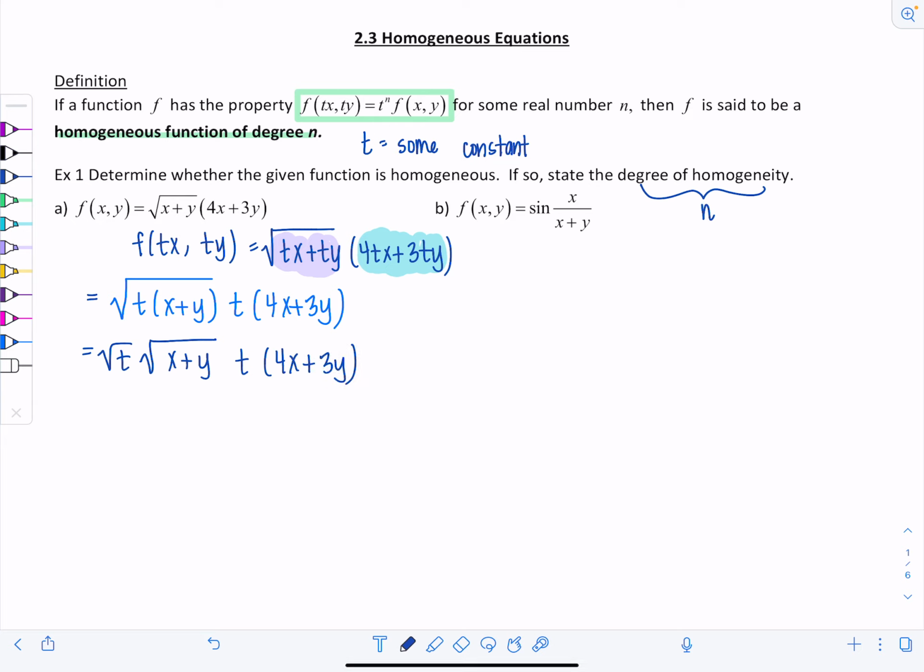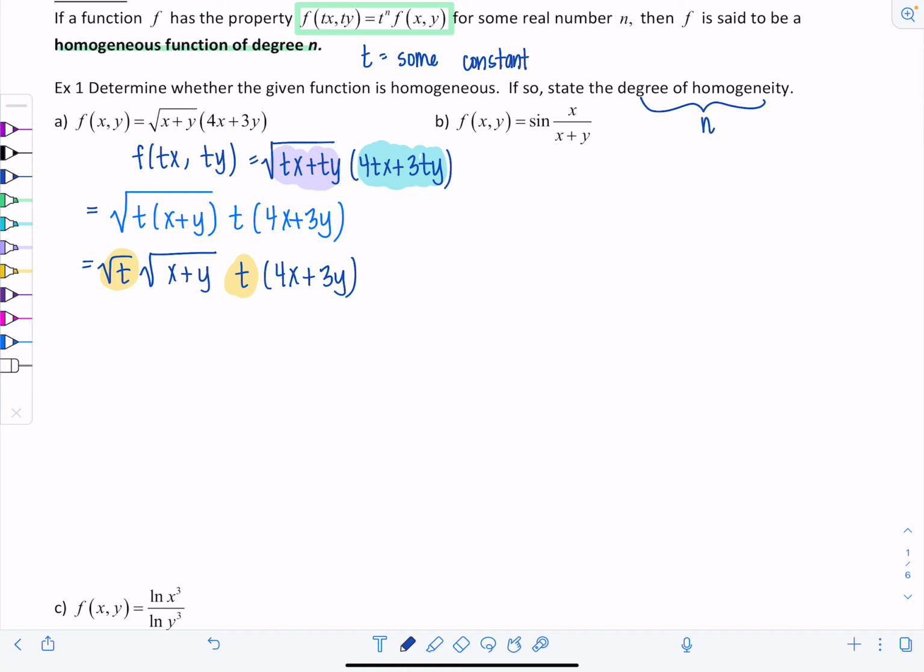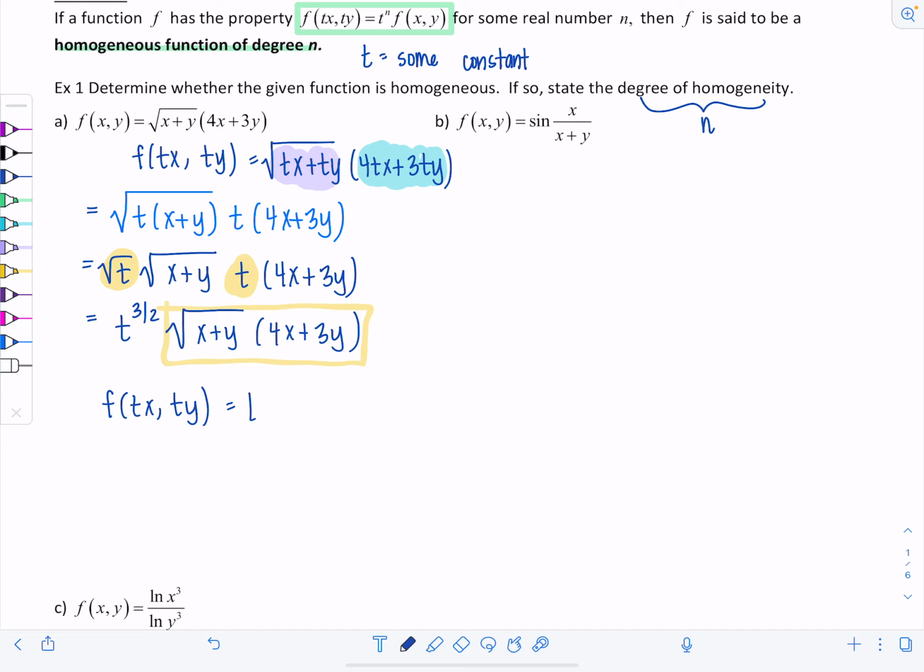All right, very good. Now we can group this square root of t and t together. So combining, I'm going to have t to the 3/2 power. That's 1/2 plus 1. And then we have the square root of x plus y and 4x plus 3y. And then lo and behold, this is our original function f of x, y. So I can write this result now and say that f of tx, ty is equal to t to the 3/2 times my original function, f of x, y.